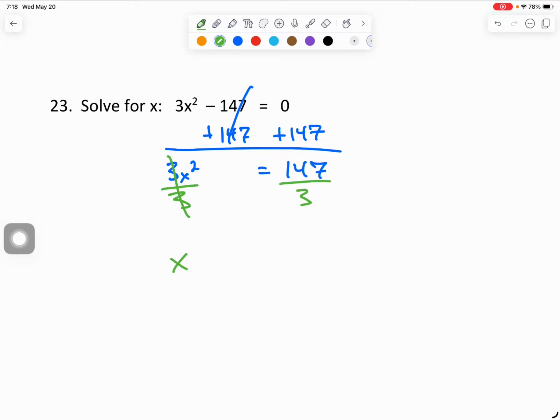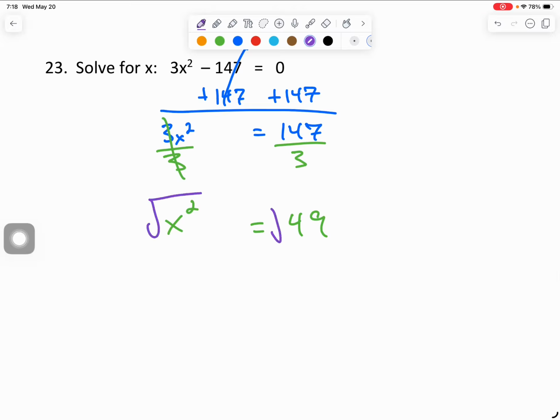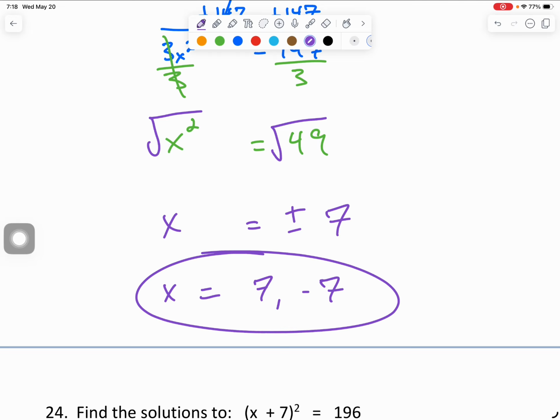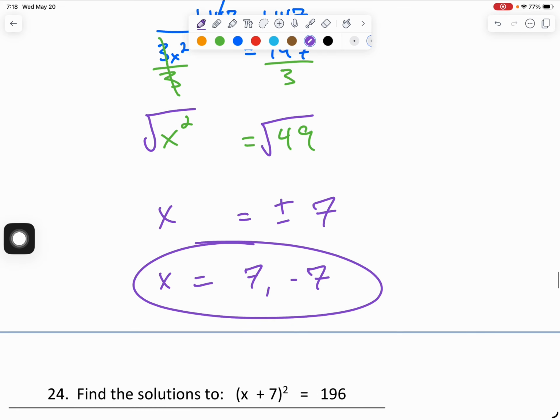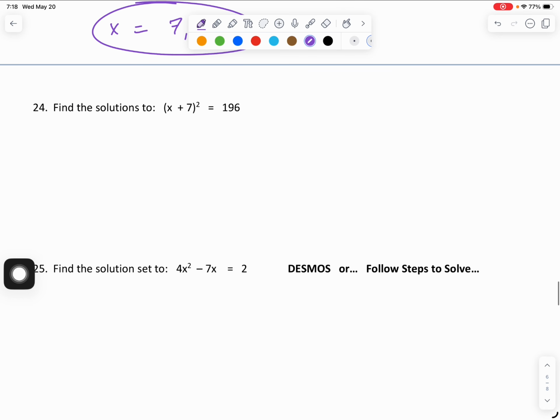That'll give us that giant 1. We don't need to write the 1 in front of the x squared. 147 divided by 3 gives us our 49. And our last step here will be to take the square root of each, giving us x equals plus or minus 7, because remember, it's an equation. Your answer choice might also look like this: x equals 7 comma negative 7. You need to have a positive and a negative within your answer. Do not circle 7, 7 or -7, -7.